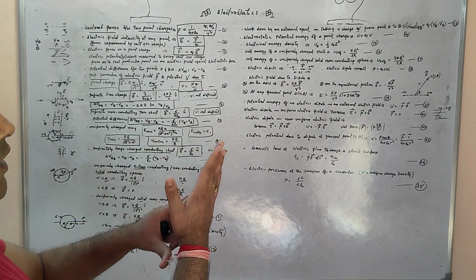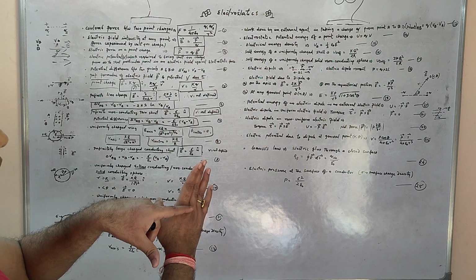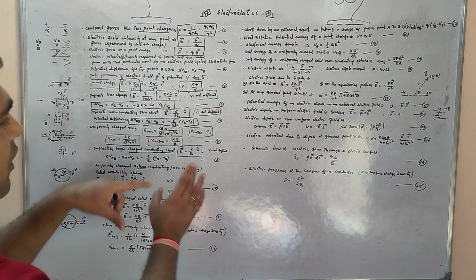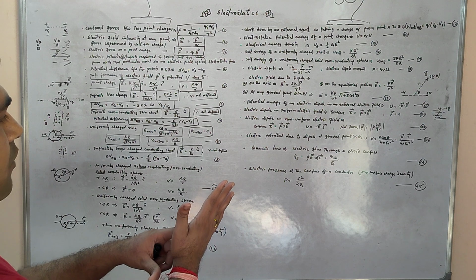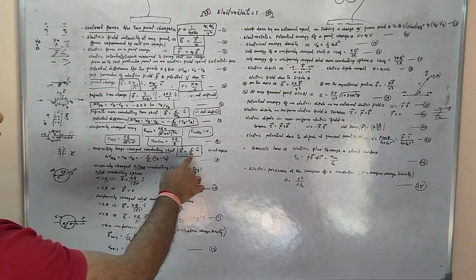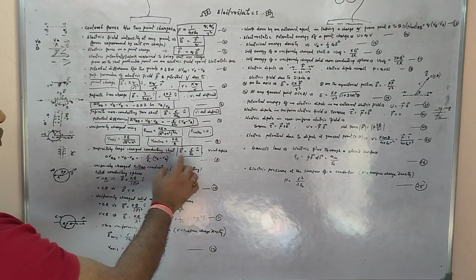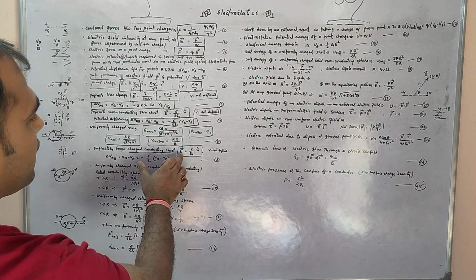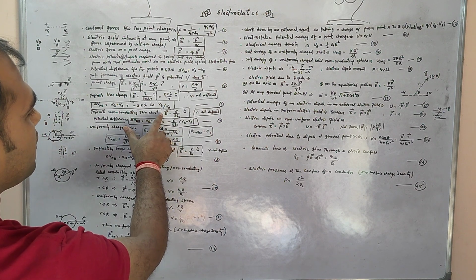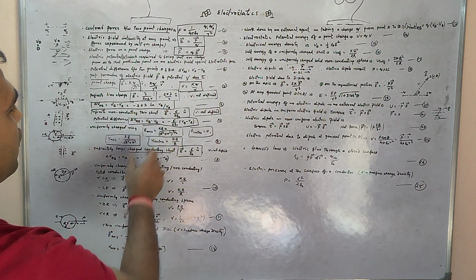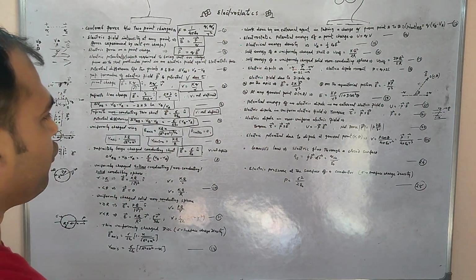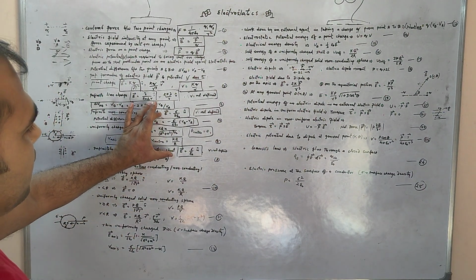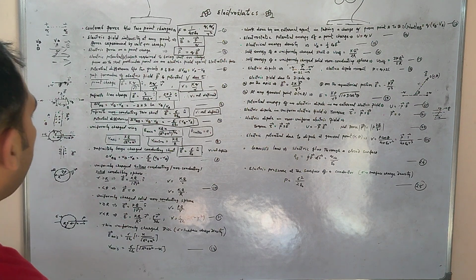Here this side, here this side. So this side will give sigma by 2 epsilon naught, and this side will also give sigma by 2 epsilon naught. So after addition, this will become 2 times the non-conducting. This will help you to remember and relate these two formulas.